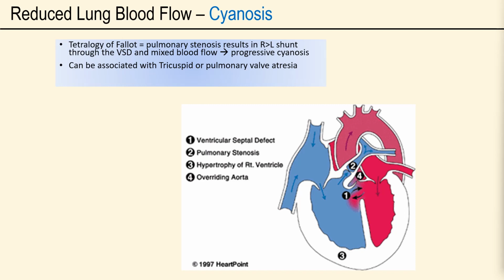Because of that left to right shunt and then the narrowing of the pulmonary trunk, we have an enlarged right ventricle. We can also see an overriding aorta, so the aorta is over the ventricular shunt instead of coming from the left ventricle. This means that there will be considerable mixing of blood, as during ventricular contraction, the hypertrophic right ventricle and narrowing of the pulmonary trunk will encourage the deoxygenated blood into the systemic circulation. This will result in a cyanotic patient.